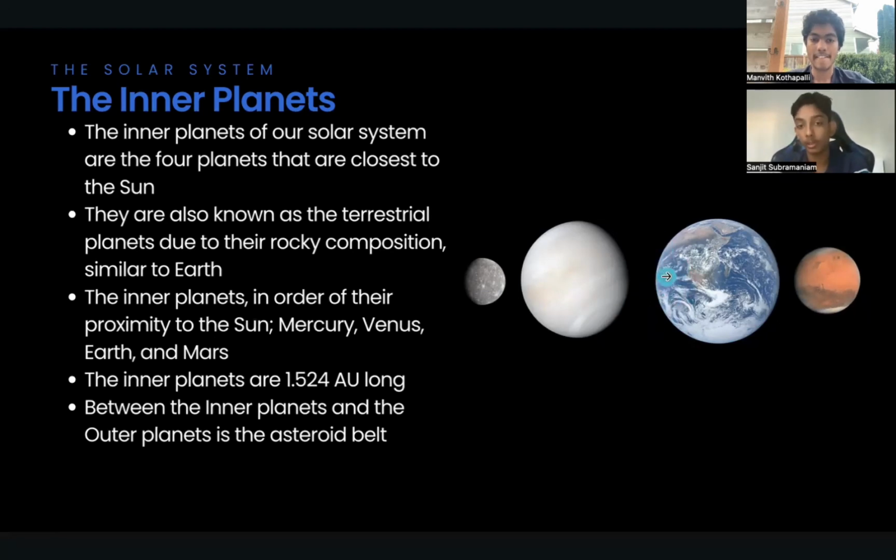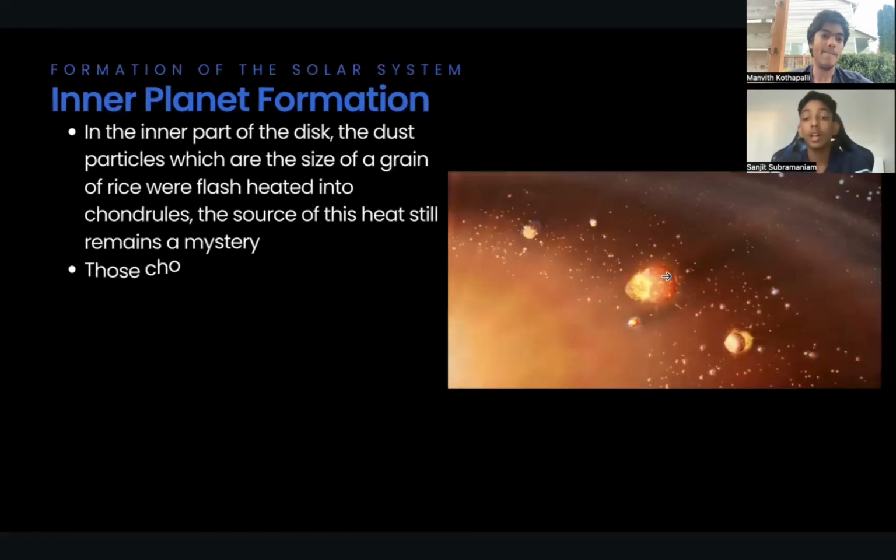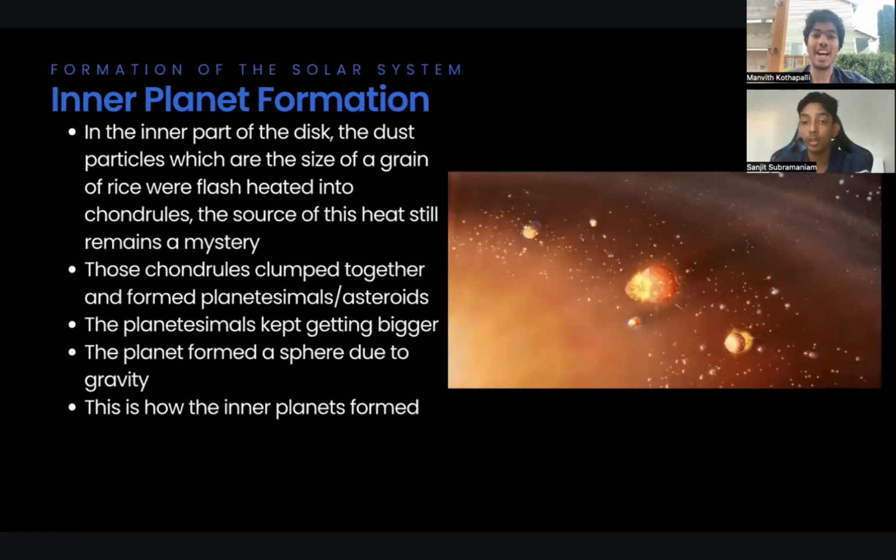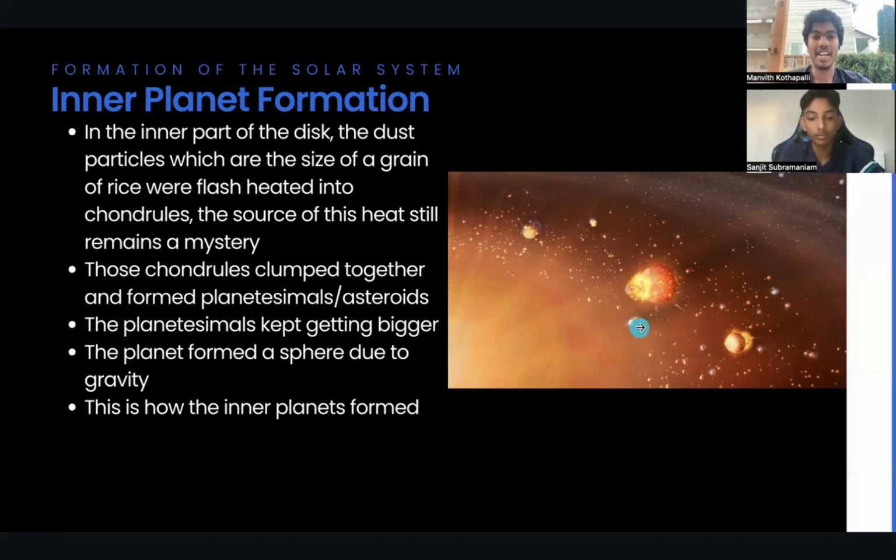Next up, we're going to be talking about the asteroid belt, an area between the inner and outer planets. But first, let's talk about how the inner planets formed. As we were talking about earlier, the grains of dust were flash heated into chondrules, and they clumped together and formed planetesimals, and those planetesimals kept getting bigger and bigger until they formed the inner planets.